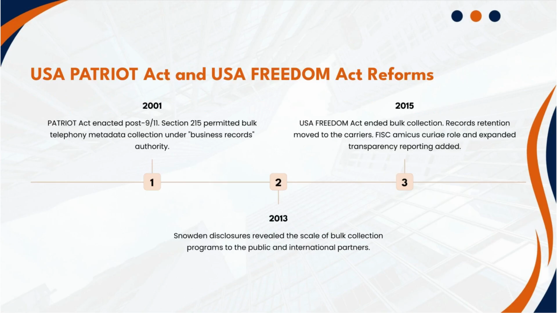Let's trace the pendulum, because these two statutes are the swing. The PATRIOT Act passed in October 2001, 6 weeks after September 11th. Overwhelming votes, minimal debate. And it did many things. Section 215, the business records provision, is the famous one. It let the government obtain any tangible things relevant to a terrorism investigation from a FISA order. Library records became the symbol, hence the nickname.